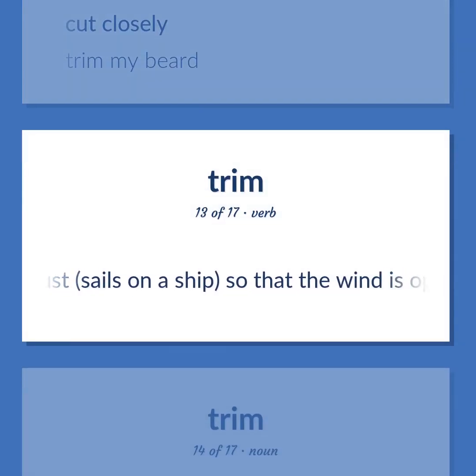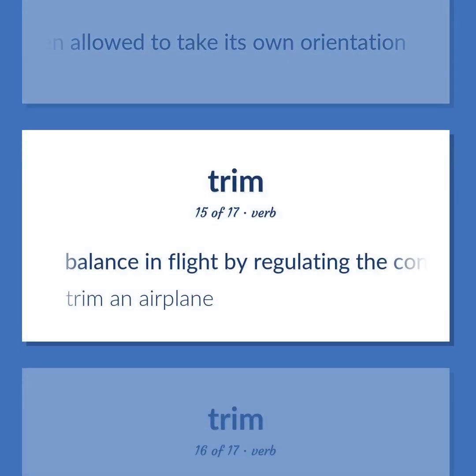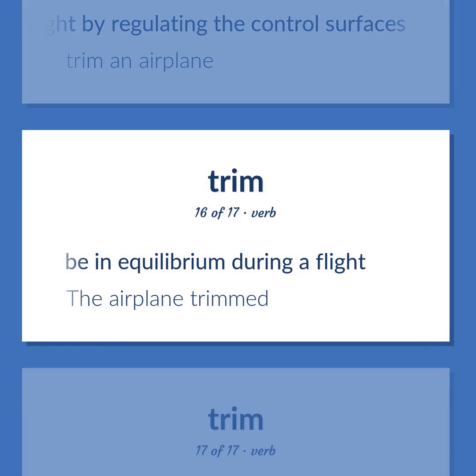Adjust sails on a ship so that the wind is optimally used. Attitude of an aircraft in flight when allowed to take its own orientation. Balance in flight by regulating the control surfaces. Trim an airplane. Be in equilibrium during a flight. The airplane trimmed.